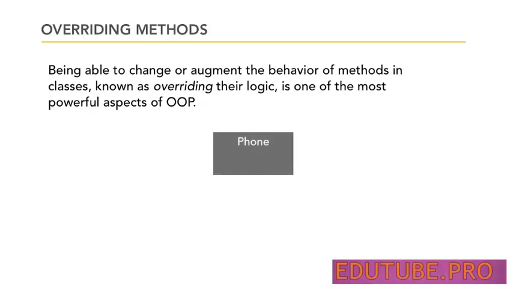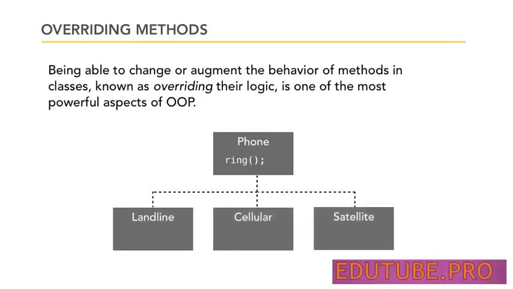Let's suppose you have a phone. And a phone knows how to do something like ring. But of course, you don't just have a phone, you have a particular type of phone. You might have a landline, you might have a cellular, you might have a satellite phone. Well, each one of those knows how to ring as well. In fact, they've got their own custom ways of ringing.